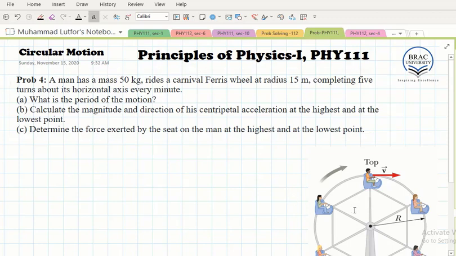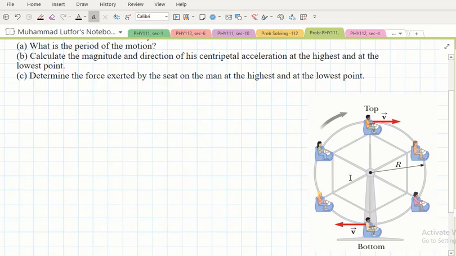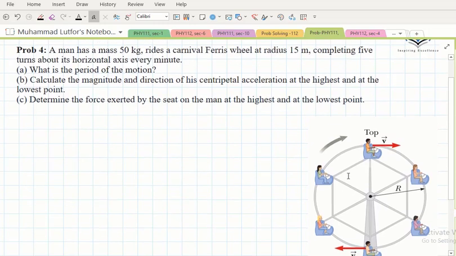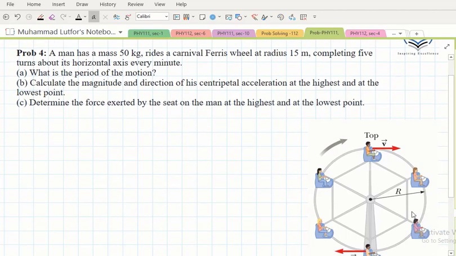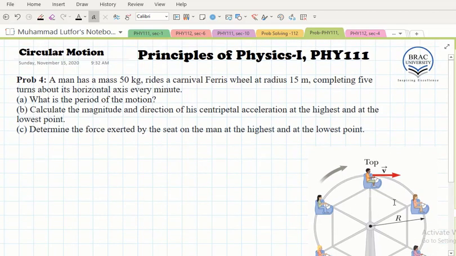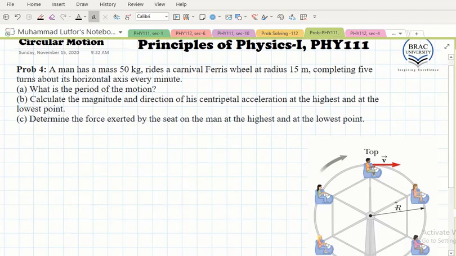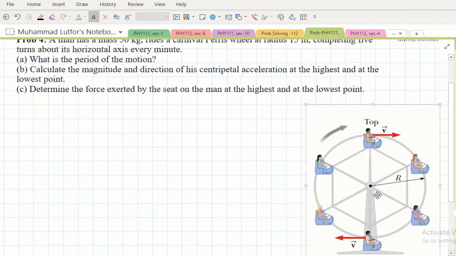So this is the Ferris wheel which that man rides, and it makes 5 turns in every minute, and the radius r is 15 meters. Now we have to find the period of this motion. In the second question, we have to find the magnitude and direction of the centripetal acceleration on the man at the highest point and also at the lowest point.